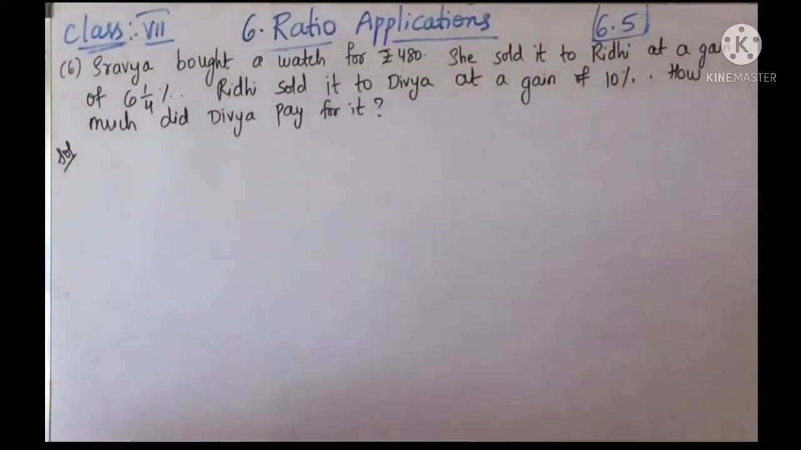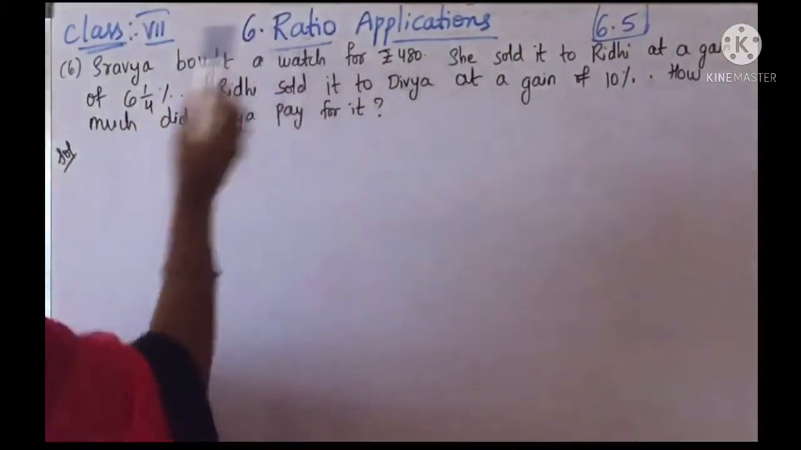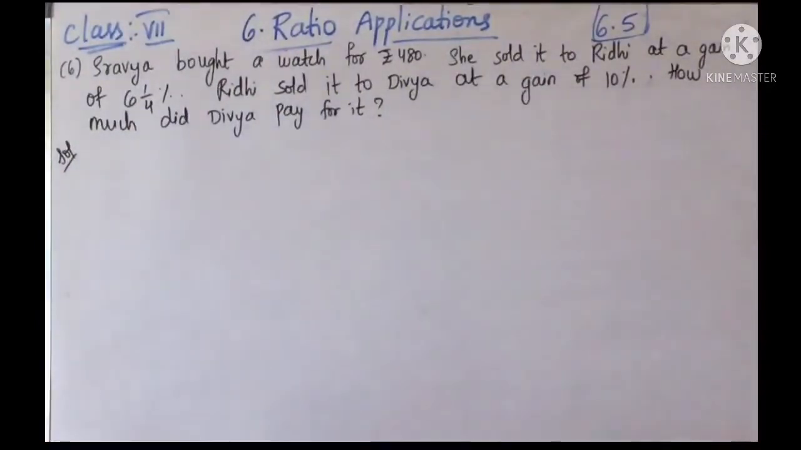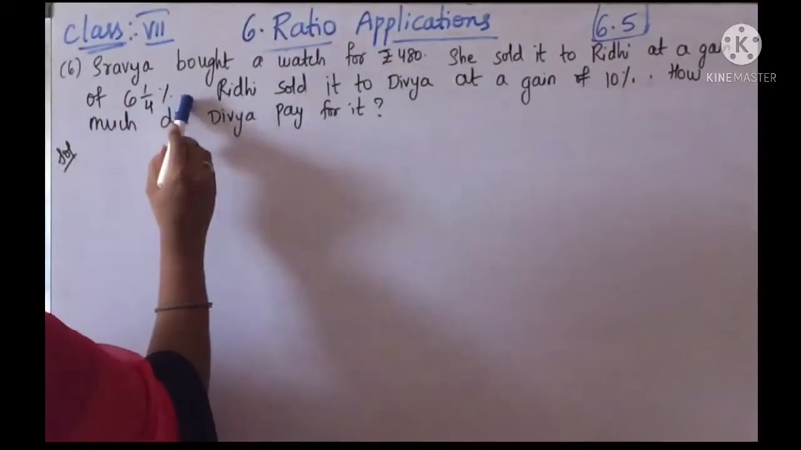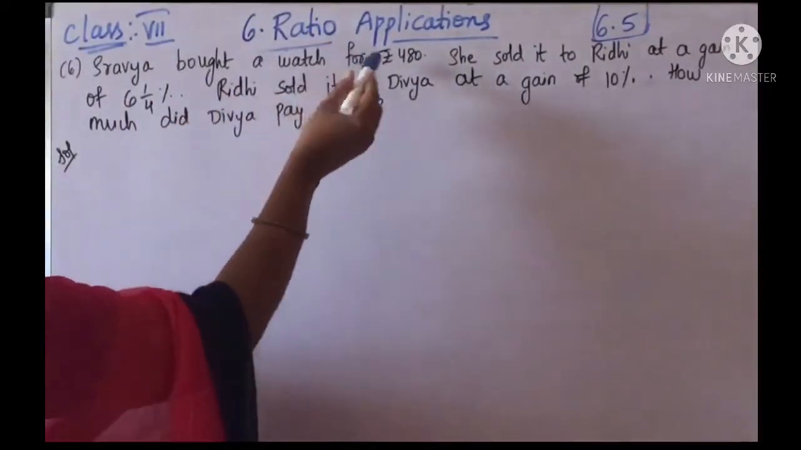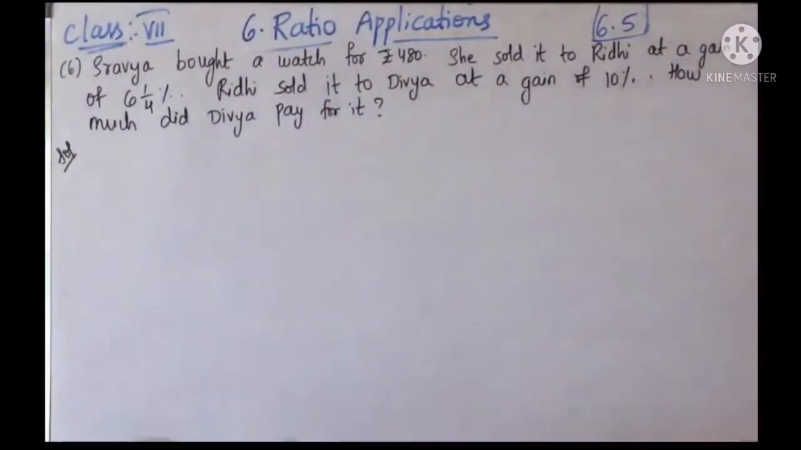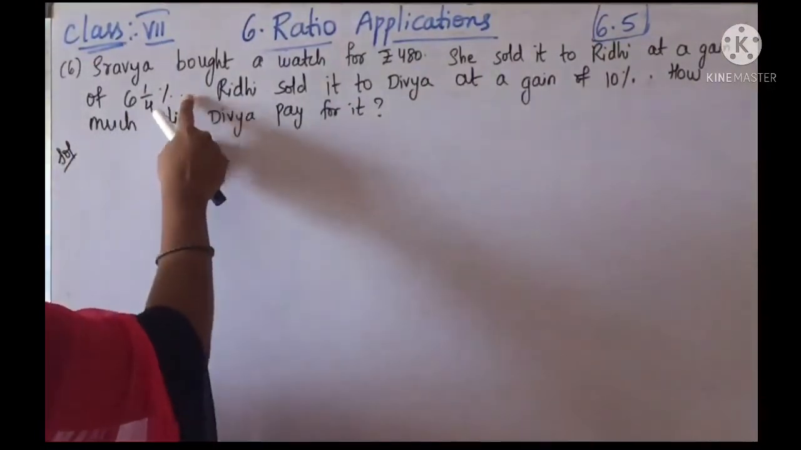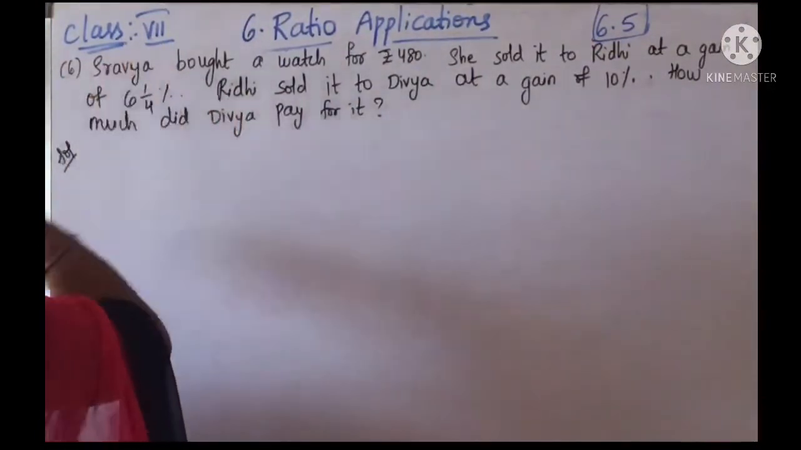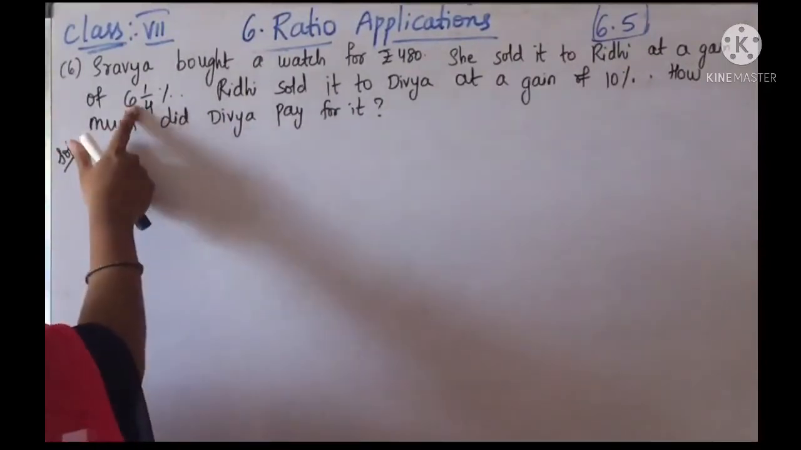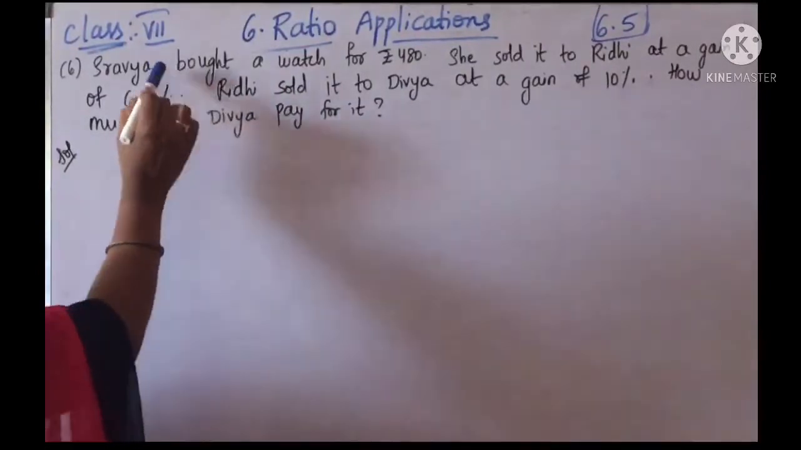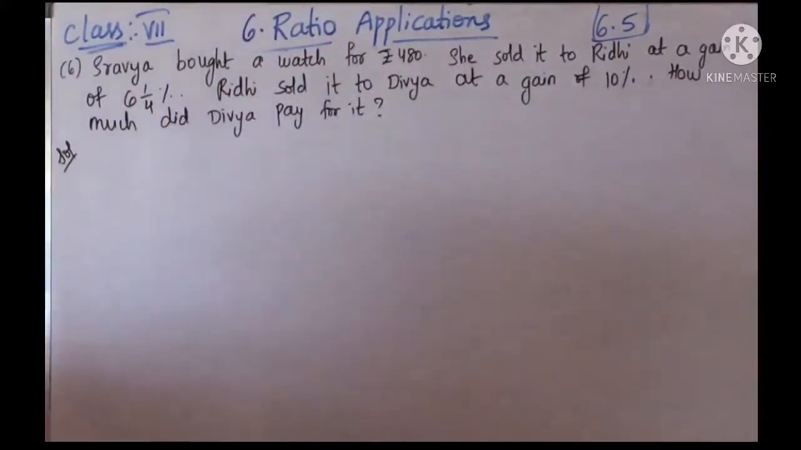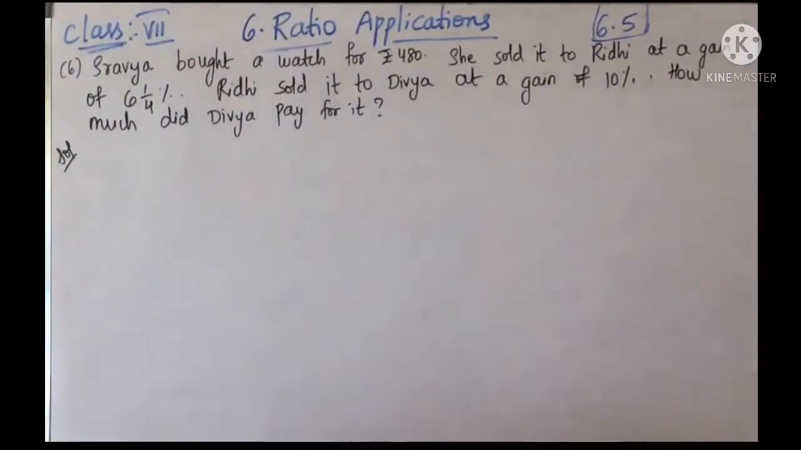Next, sixth question, children. Shravya bought a watch for rupees 480. She sold it to Riddhi at a gain of 6 1/4%. Here, if you observe the first sentence, Shravya bought means the CP of the watch is given, and she sold it to Riddhi for how much? They did not give. So in the first sentence we need to find the SP of Shravya, with gain percent 6 1/4. Yes, here the selling price of Shravya will become the cost price of Riddhi. Yes or no? Because Riddhi is taking from Shravya.